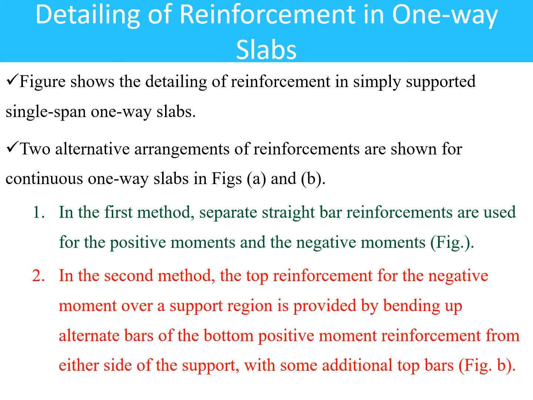The figure shows the detail of reinforcement in a simply supported single span one-way slab system. Two alternative arrangements of reinforcement are shown for continuous one-way slab systems, in figure A and figure B that come in the next slide. In the first method, separate straight bars are used for positive moments and negative moments. In the second method, top reinforcement over the support is provided by bending up alternate bars from the positive bending moment reinforcement on either side of a support, with some additional reinforcement bars.